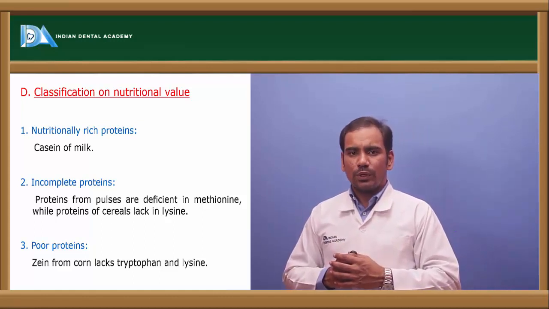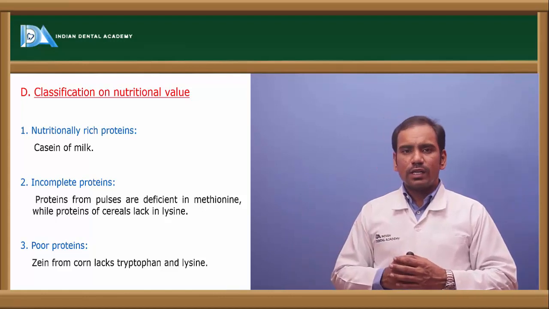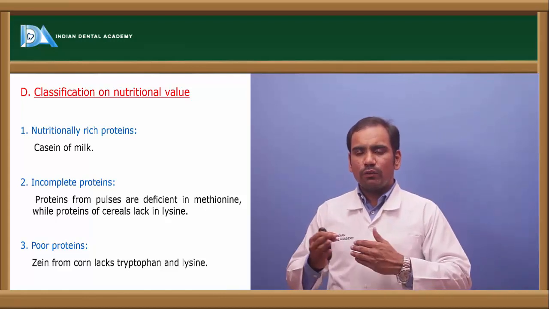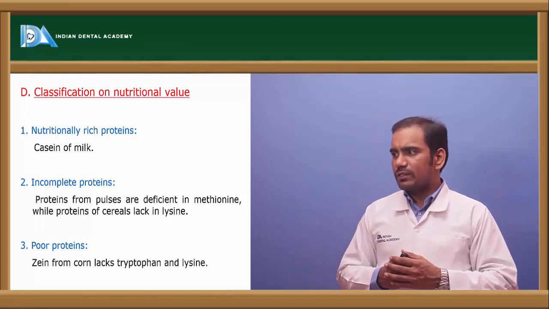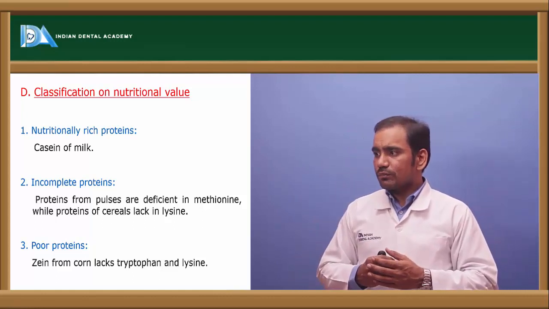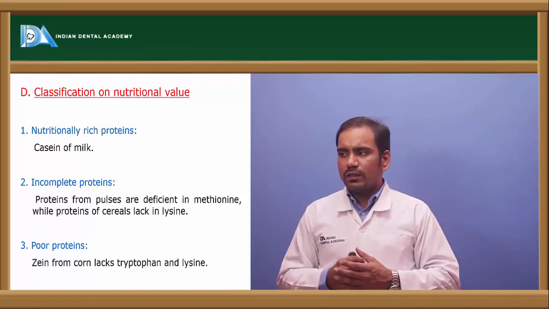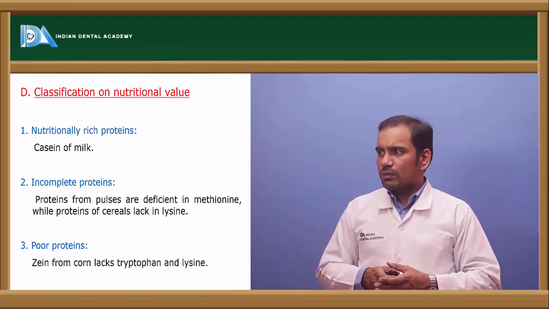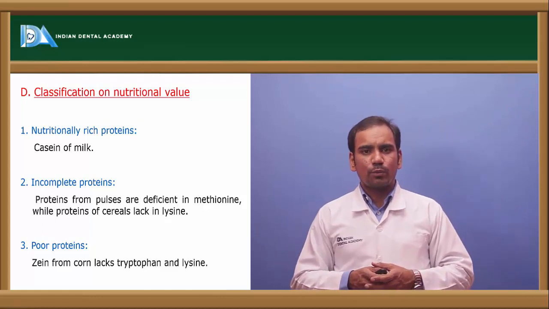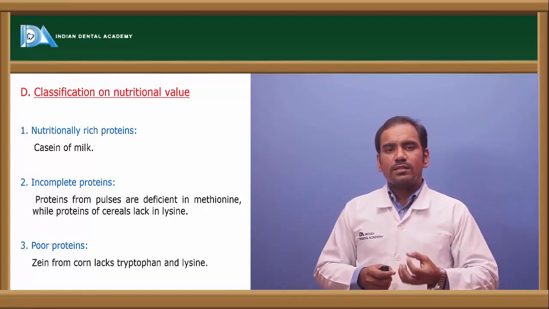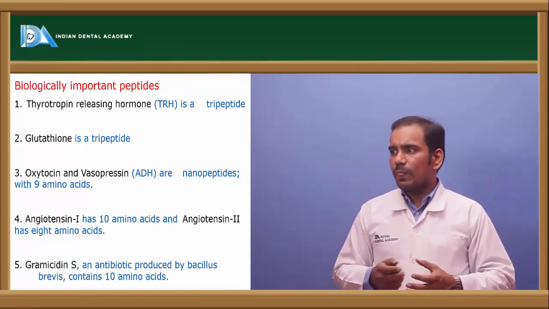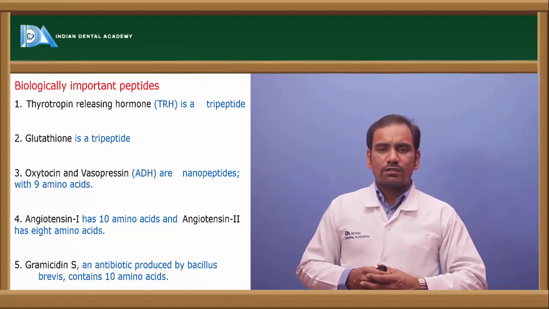poor proteins. Right? So nutritionally rich proteins can promote growth, and incomplete proteins, when you take them in combination like a mixed diet, can promote growth. But when you take poor proteins, they cannot promote growth. So that's about the nutritional classification of protein based on the presence of essential amino acids in a protein. Right. So this is the classification of proteins.